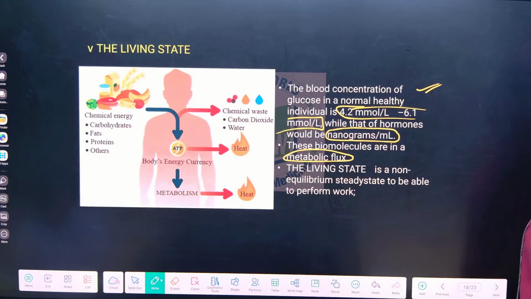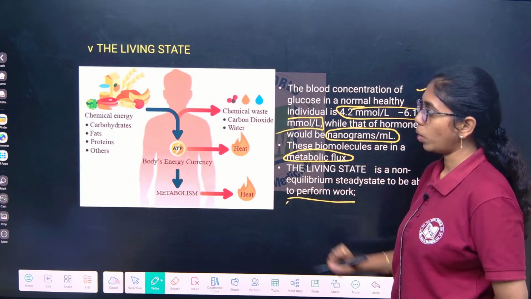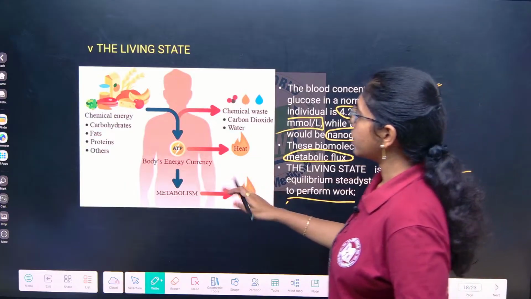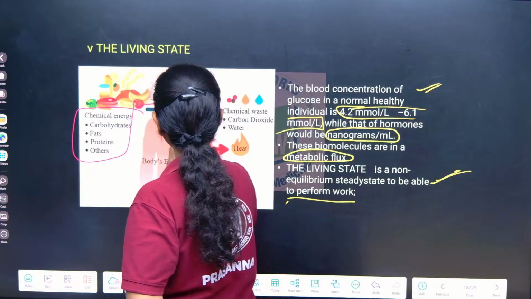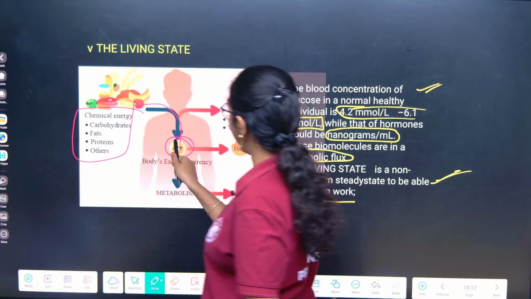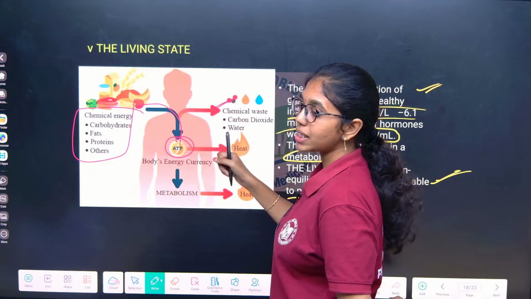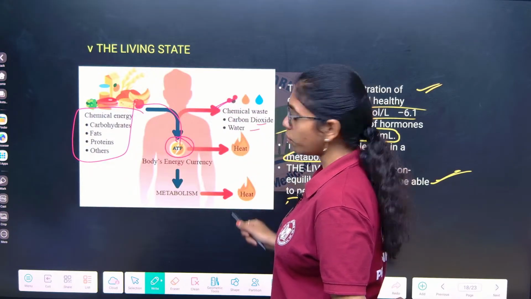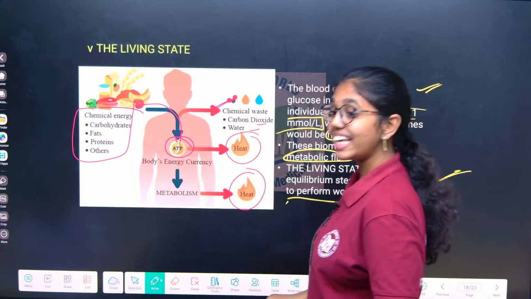And then the living state is a non-equilibrium steady state to be able to perform work. Fine. So here you can see, all these are biomacromolecules. After catabolism, they will be releasing the energy, that is ATP, which is the cellular energy, and some chemical wastes are also released, like carbon dioxide and water. This is what? Metabolism, and some energy is also released as heat.